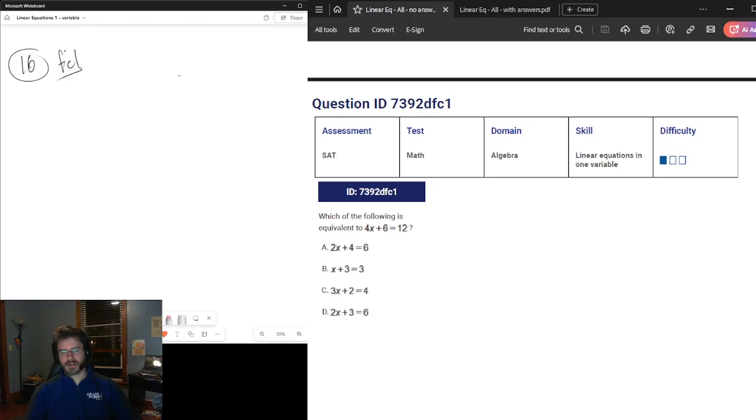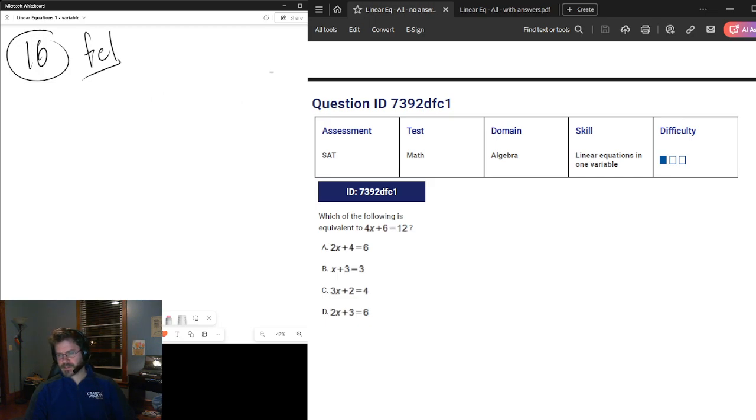FC1 is our question code that we're starting with this video. All right, which of the following is equivalent? Okay, this actually feels like a linear equivalence, but there's a whole section called nonlinear equivalence, but that's a whole other sequence.